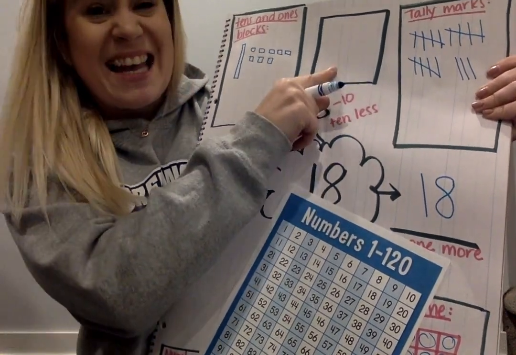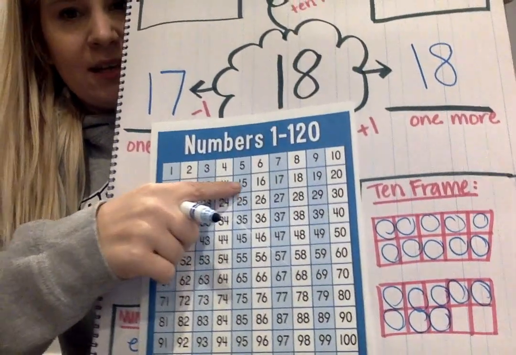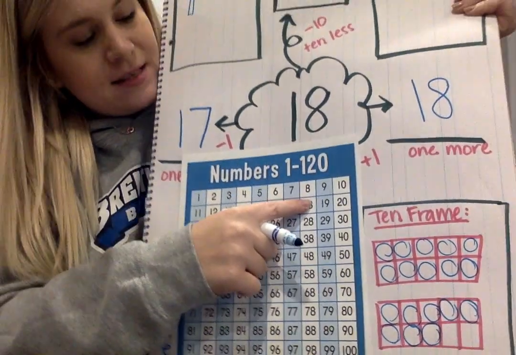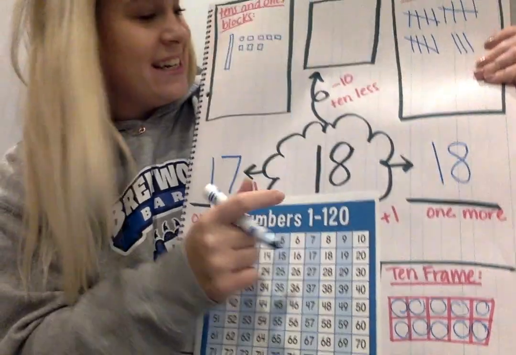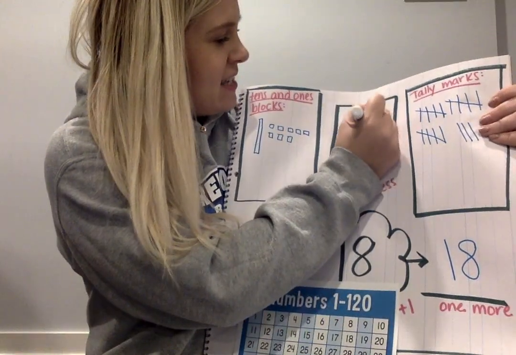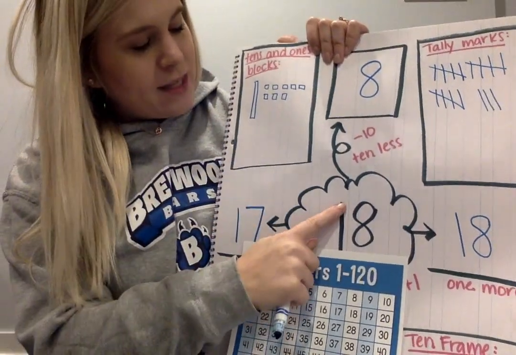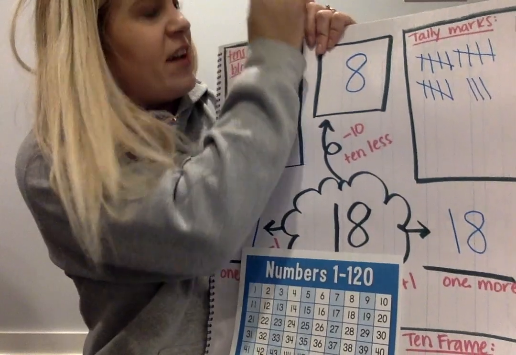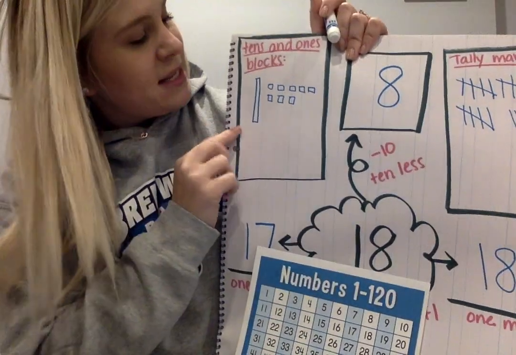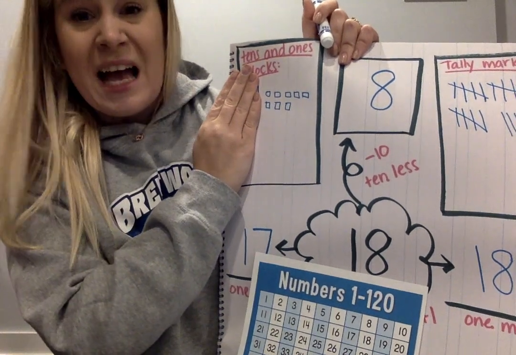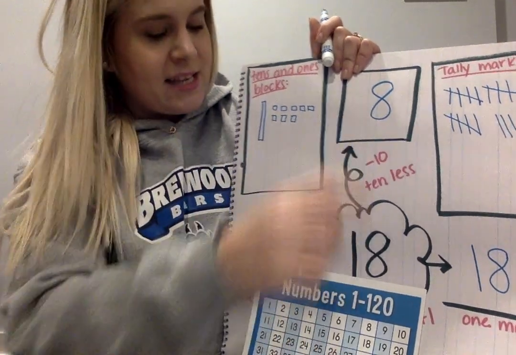What is 10 less? 18 minus 10. Let's find 18. 10 less. Yeah, 8. 8 is 10 less than 18, which kind of makes sense because if I took away 10, right, if I just covered that up, I would have 8. Like over here in my tens blocks, if I took that 10 away, I would have 8 blocks. So 10 less from 18 is 8.